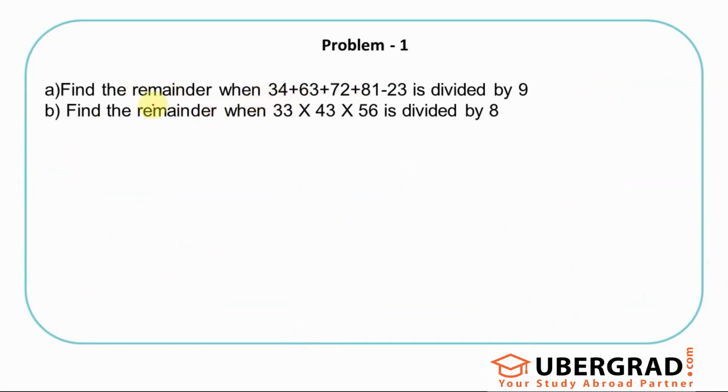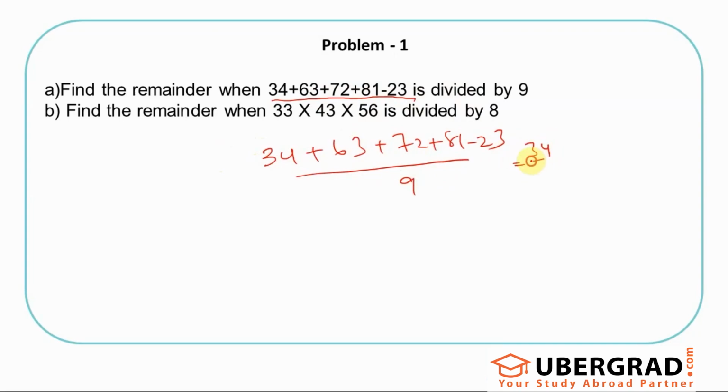Right, first find the remainder when 34 plus 63 plus 72 plus 81 minus 23 is divided by 9. Technically we haven't discussed this, but it's the same principle. So 34 plus 63 plus 72 plus 81 minus 23 divided by 9 is basically the same as 34 by 9 plus 63 by 9 plus 72 by 9 plus 81 by 9 minus 23 by 9. I've just broken them up, right?